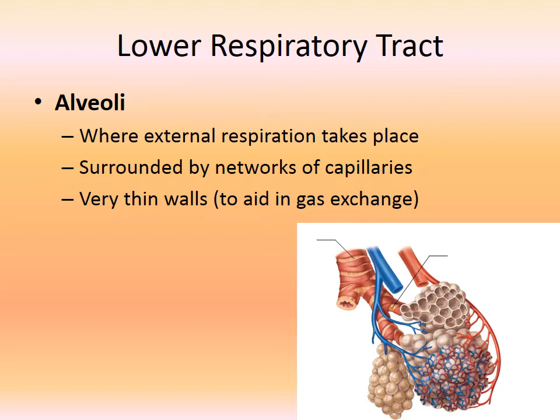External respiration is the exchange of gas at the alveoli level, and internal respiration is the gas exchange that happens between blood and tissue inside your body. Each alveolus is surrounded and hugged by capillaries. This is where the cardiovascular system comes into play with the respiratory system.